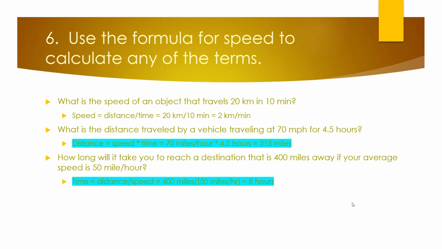Third example, how long will it take you to reach a destination that is 400 miles away if your average speed is 50 miles per hour? Time equals distance divided by speed. So that's 400 miles divided by 50 miles per hour, and you get 8 hours.